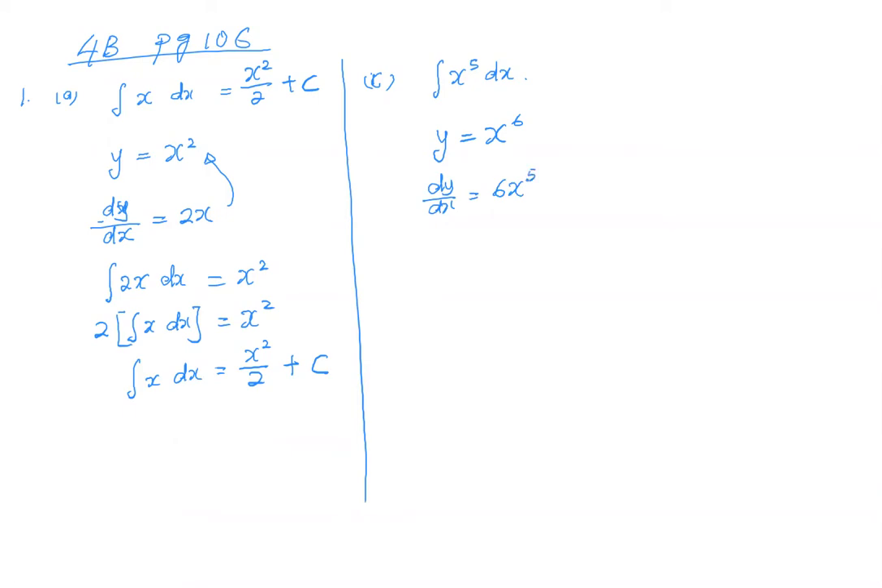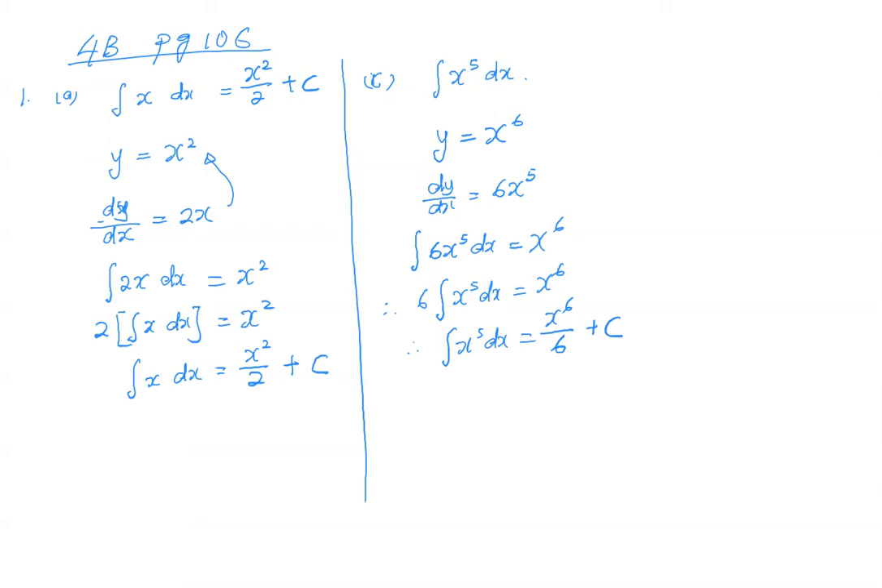So according to my concept of integration, if I integrate my dy dx, what will I get? What is the answer for this one? Can someone tell me? X to the power of 6. Right? Yes, you are right. X to the power of 6. So therefore, this is 6 times of this, am I right? So therefore, my integral of x to the power of 5 dx will be x to the power of 6 divided by 6 plus c.